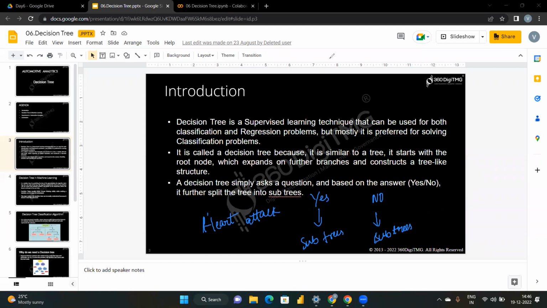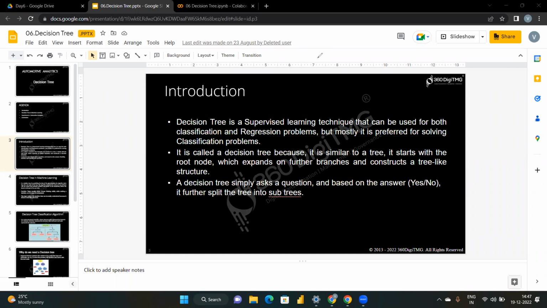So this was all about the introduction of the decision tree. A decision tree is a supervised learning method used for both classification and regression problems, but it is most probably used for solving classification problems. It is called a decision tree because it is similar to a tree. In a tree, we know how it starts: it starts with a root node, and after the root it extends to further branches. It grows like a plant, and that process is also developed here in the decision tree.